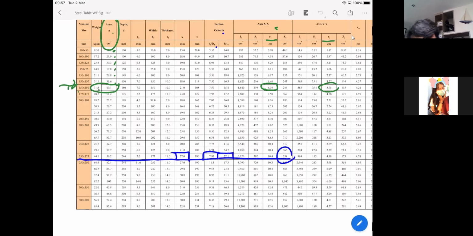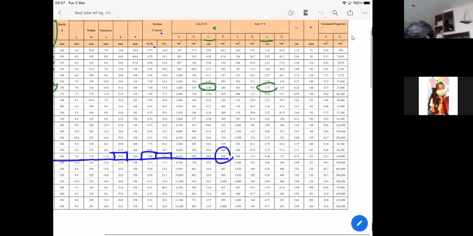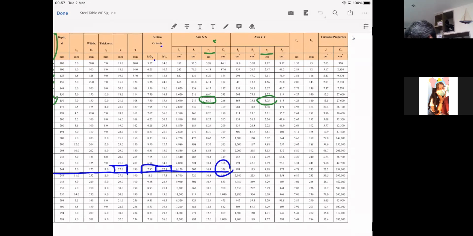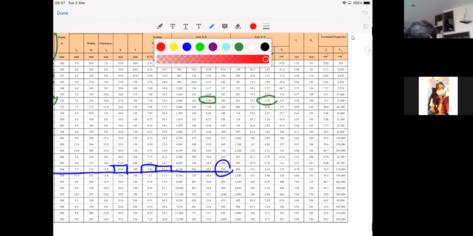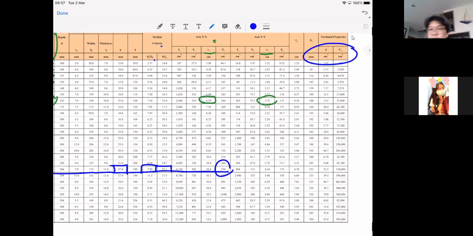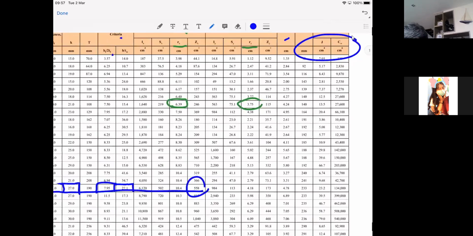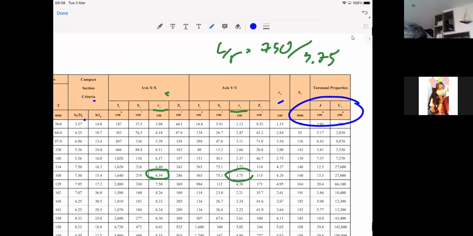This one, okay? In this table, it has J and CW included already. So you don't need to bother to calculate them if you need to use them. And there are two other properties that you may need to use in the calculation of the lateral torsional buckling. That is RTS and H naught, they are also available in this table. So whatever you do, don't lose the tables that have been given to you, okay?